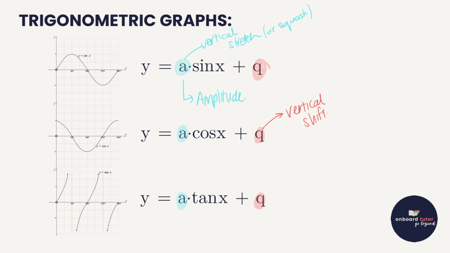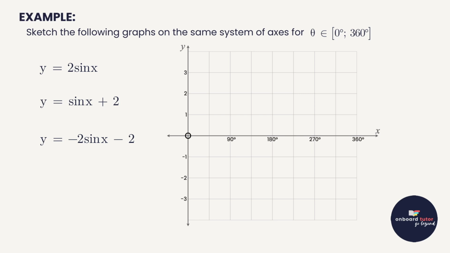All right, so now what we've got is our parent graphs, but we can start to stretch them out and we can start to move them up and down. Let's have a look at some examples, because I think that's when it really starts to sink in. Okay, so here we are asked to sketch the following graphs on the same system of axes for theta between 0 and 360.